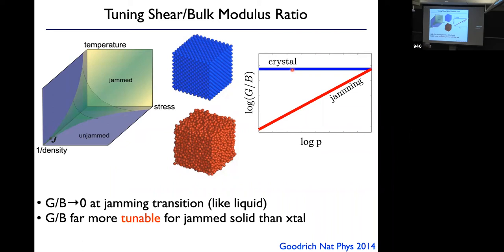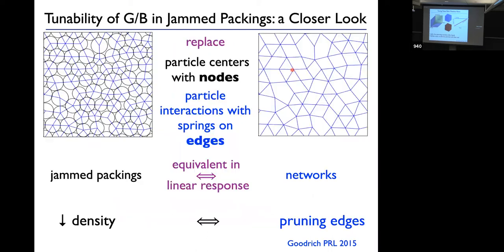So I'm imagining putting it under pressure and then just lowering that pressure towards zero. In the jam case, the ratio of the shear to bulk modulus goes continuously to zero at the jamming transition, which is where the pressure vanishes, where they're just touching. So you see right away that this ratio, the shear to bulk modulus, and hence the Poisson ratio, is much more tunable for the jam case than for the crystal. So that was our starting point for thinking about all of this.